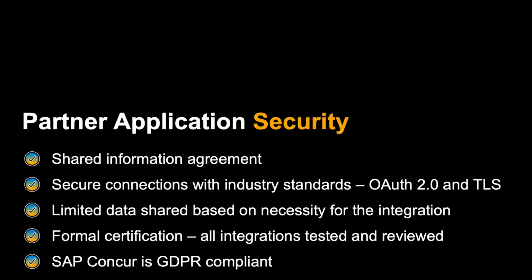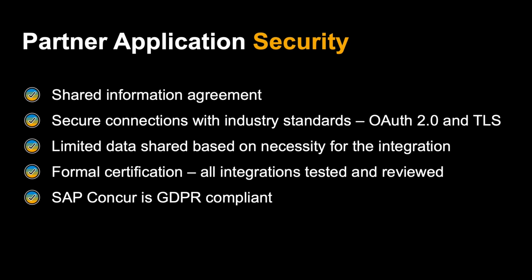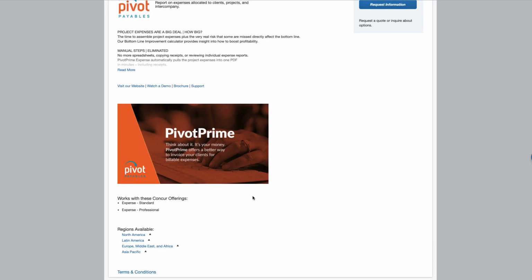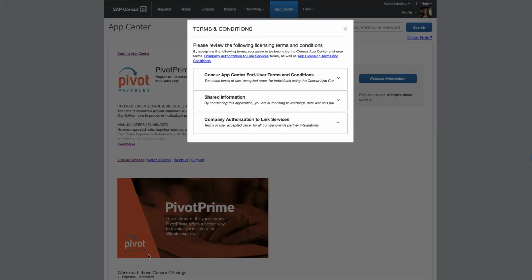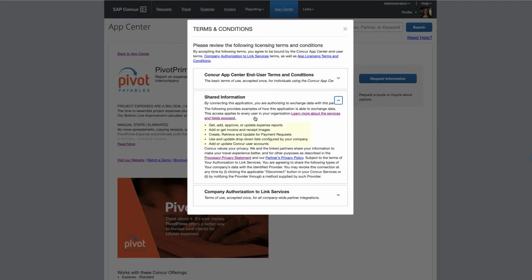To ensure that our partner applications are as secure as possible, we use a formal certification process and adhere to industry standards for integration security. What's more, partners' data access is limited based on what's necessary for their integration. To see what data is shared, you can access the shared information details from the Terms and Conditions link at the bottom of each partner's listing page in the In-Product App Center.